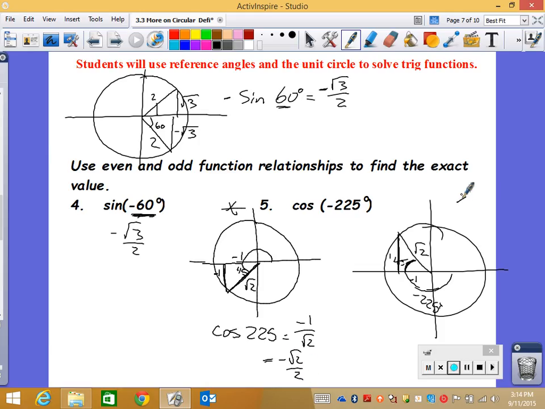Well, let's go to this second unit circle with a negative 225 degree angle. The adjacent is negative 1 again over the hypotenuse, root 2. Or rationalizing, negative root 2 over 2. Notice they're the same. So we can use our even and odd function relationships to say, all right, I just showed that the cosine of negative 225 is equal to the cosine of a positive 225. So we can maybe only deal with positive angles using these two relationships, which is a great thing, because negative angles are pretty terrible. They can get pretty nasty.